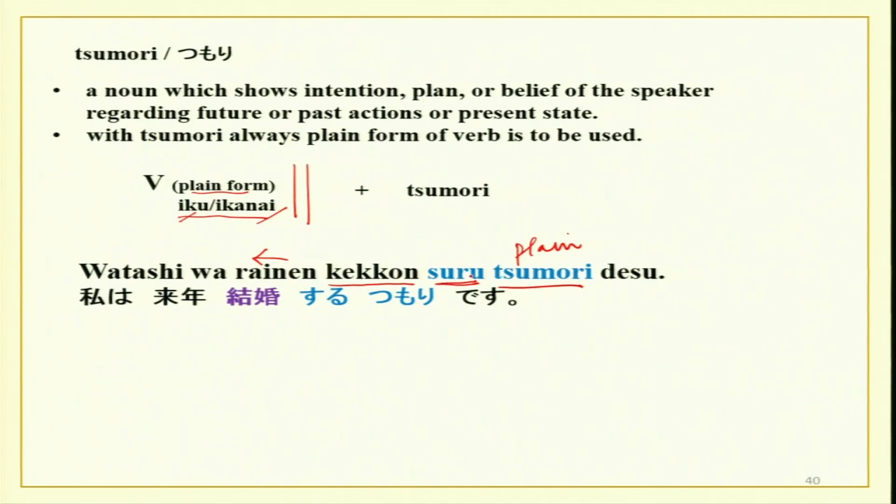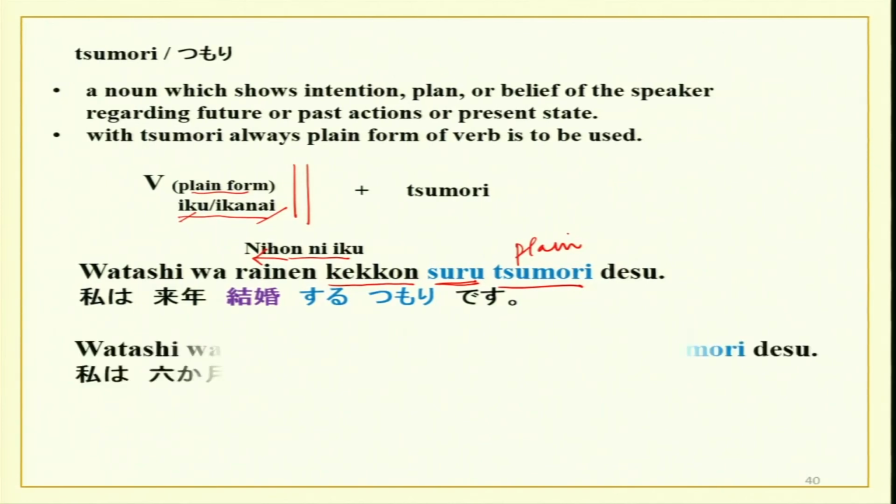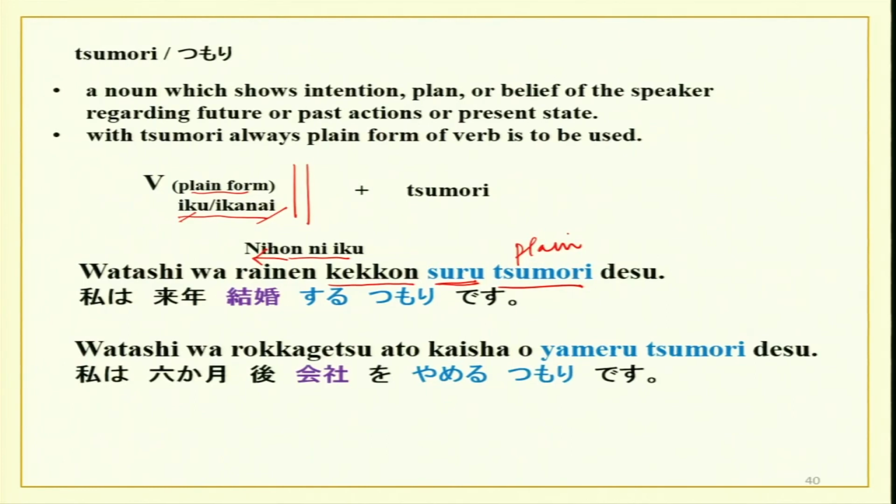If you say suru tsumori desu, generally you will see that with Tsumori, the speaker is talking about either future plans or about immediate actions in the present state. For example, watashi wa rainen nihon ni iku tsumori desu. That is my plan, that is what I have planned. Watashi wa 6ヶ月後 after 6 months 会社を辞めるつもりです。Again you will see that plain form is used over here with tsumori. That is what I plan to do. I haven't done it. The action has not taken place. I am just planning. It is still in the planning stage, or that is my wish, that is my intention.